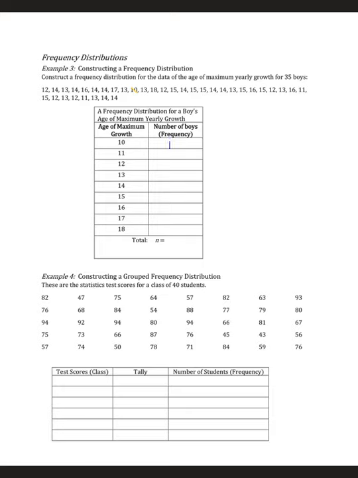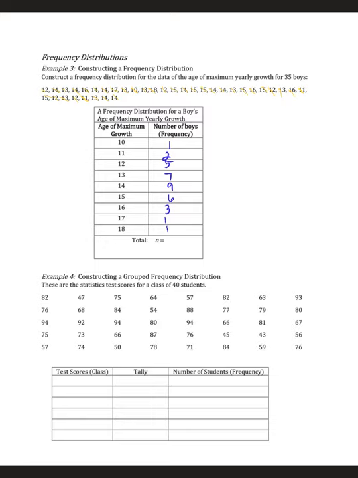Now 11-year-olds, going through the list again, you can see that we have 1, 2 11-year-olds. So I'm going to put a 2 over here. What I want you to do now is take a moment and fill in the rest of this frequency distribution. Count up how many 12, 13, 14, 15, and so forth, and fill the chart in. Then you can unpause the video and we'll go from there. Okay, you can double check yours with mine.